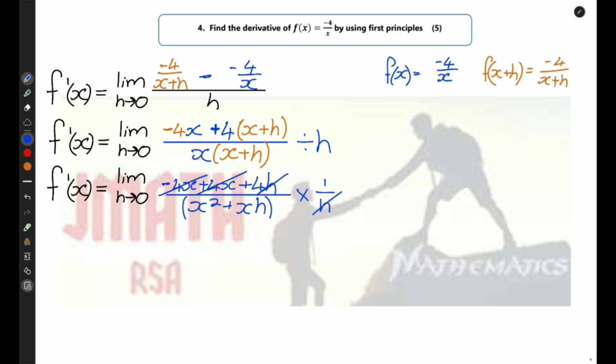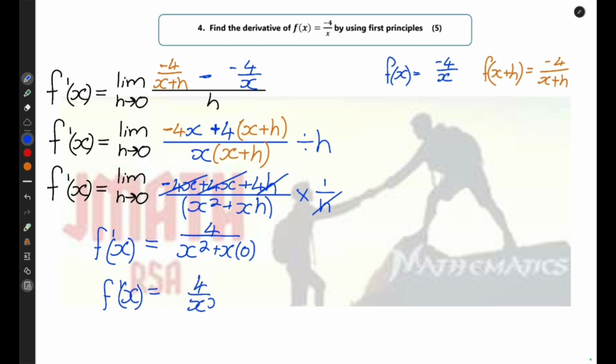So in this step now, I can sub in the limit. So the derivative of f would be equal to 4 over x squared plus x times 0. And my final answer for this sum would then just be 4 over x squared.